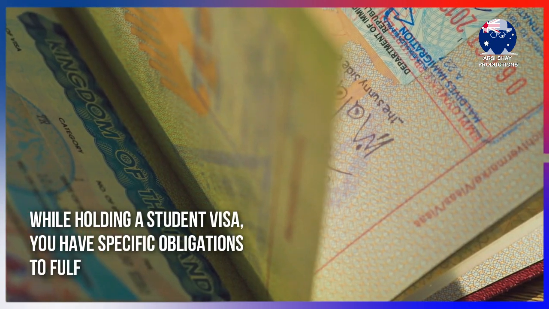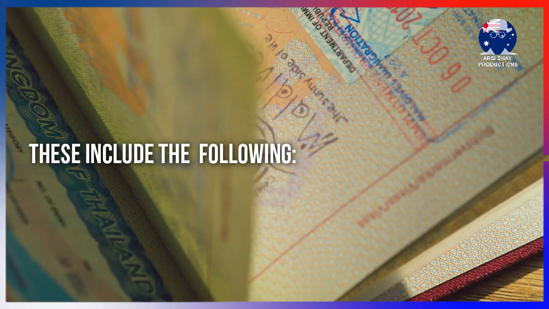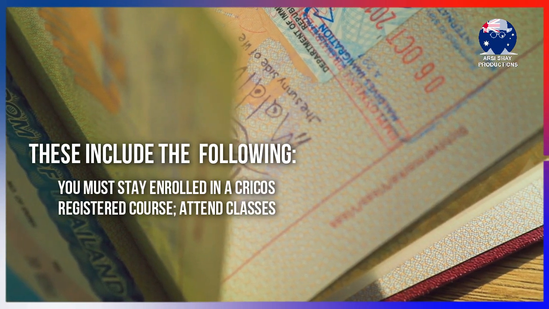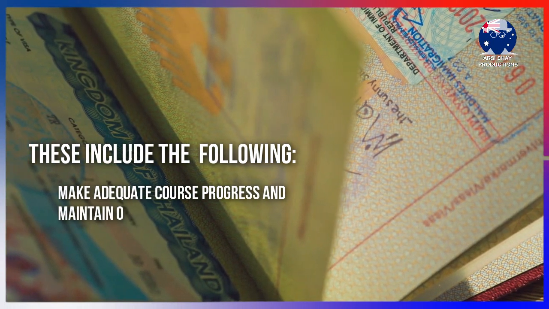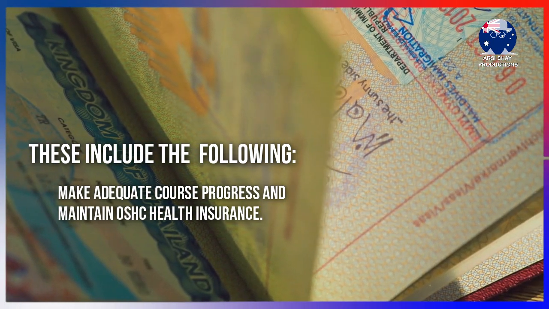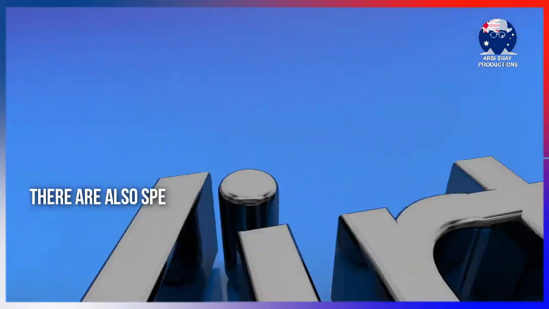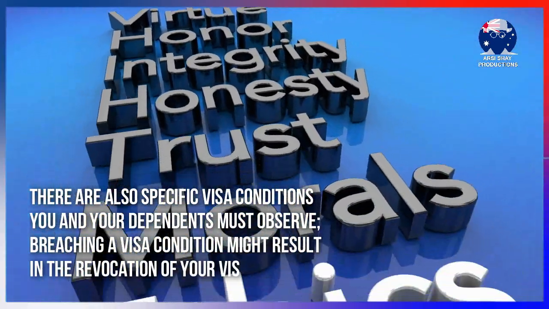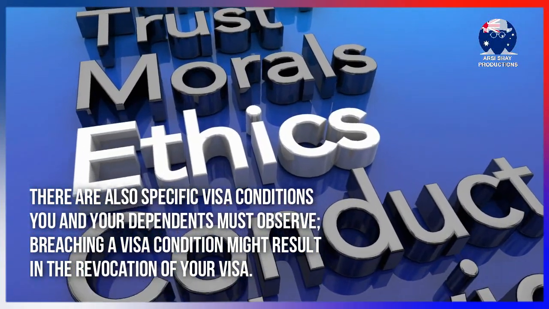While holding a student visa, you have specific obligations to fulfill. These include the following. You must stay enrolled in a CRICOS registered course. Attend classes frequently and make adequate course progress, and maintain overseas student health cover, health insurance. There are also specific visa conditions you and your dependents must observe. Breaching a visa condition might result in the revocation of your visa.